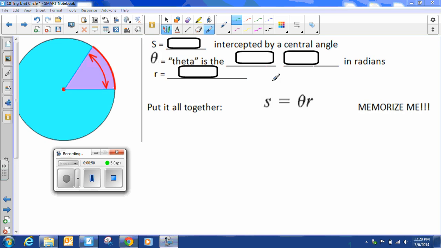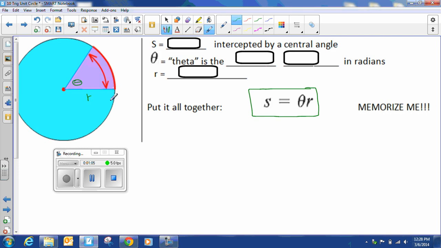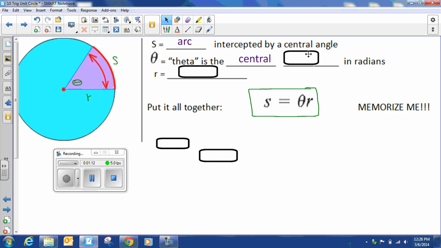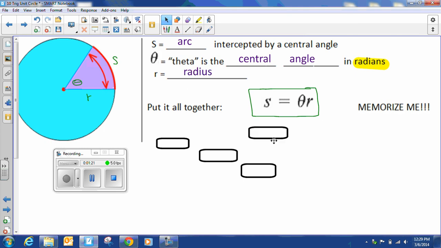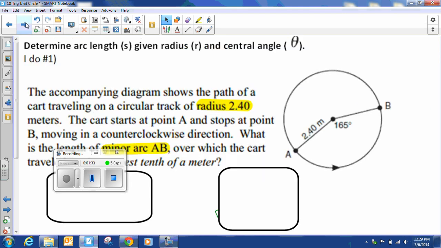All right, the lesson of the day is all about this formula: S equals theta r. This means the arc equals the angle in radians times the radius. So here is your radians, here is your radius, and S is your arc. S is your arc intercepted by the central angle. Theta, the Greek letter theta, is the central angle in radians. Very important that you keep it in radians. And the radius is r, obviously. So it all fits together by this formula: S equals theta times r. The arc equals the angle in radians times radius.